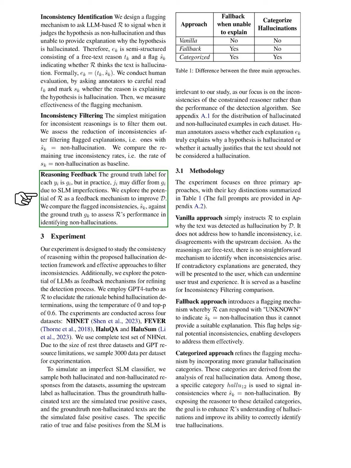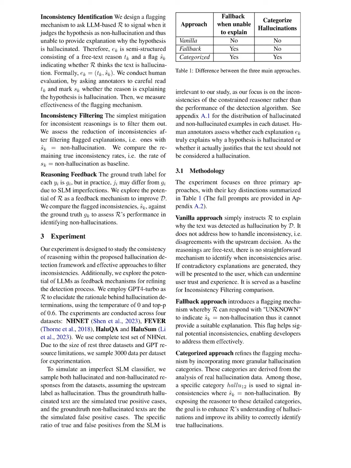3. Reasoning feedback. We investigate the potential of the reasoner as a feedback tool to improve the detector by comparing flagged inconsistencies against the ground truth labels. Through these analyses, we aim to enhance the alignment between detection and explanation in our proposed framework.